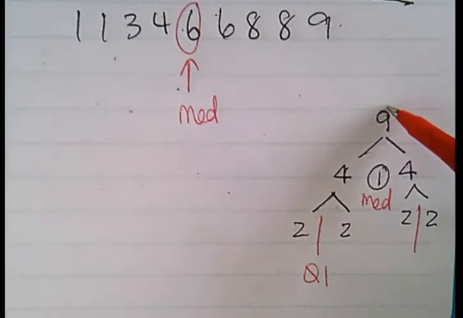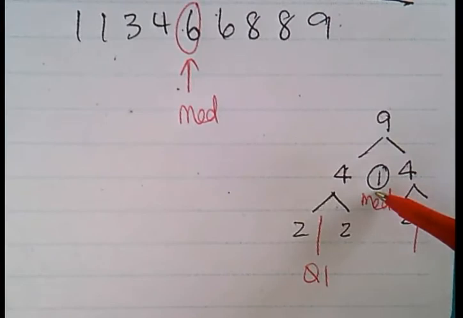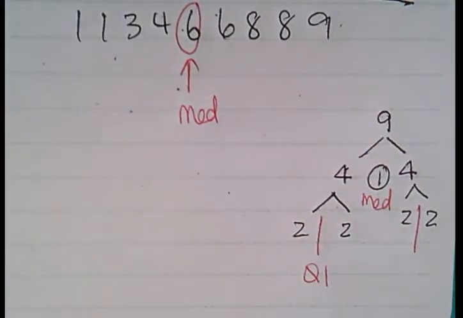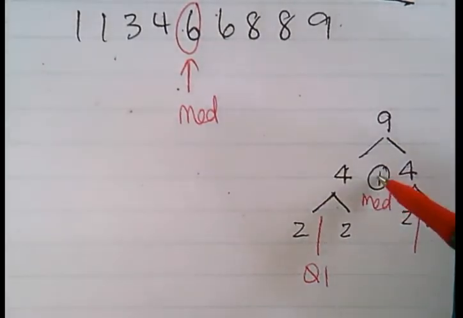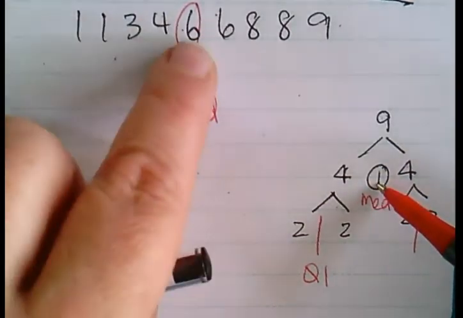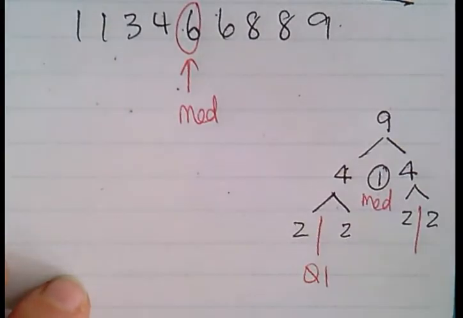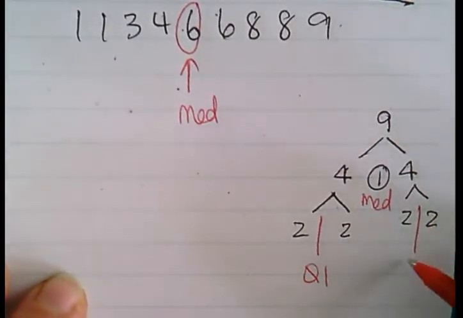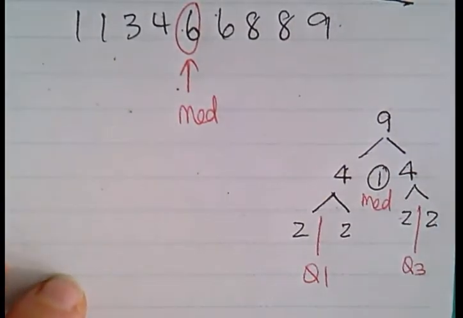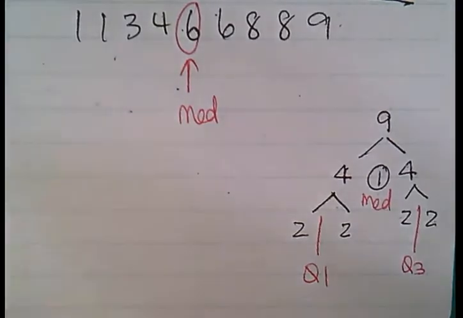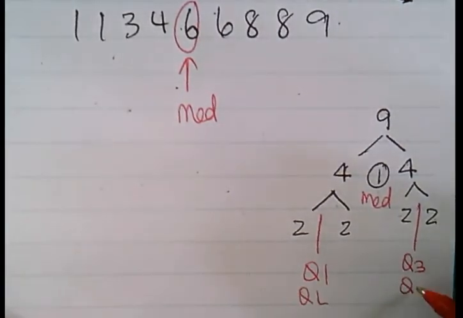When you start with an odd number of scores, that middle score is not counted in the upper or the lower group. It stays on its own. Okay? I can't say this score, 6 belongs to the lower group, or 6 belongs to the upper group. It belongs to neither group. So 2 on the left, 2 on the right. This will be Q3 or upper quartile. Q1 is lower quartile. Q3 is upper quartile.